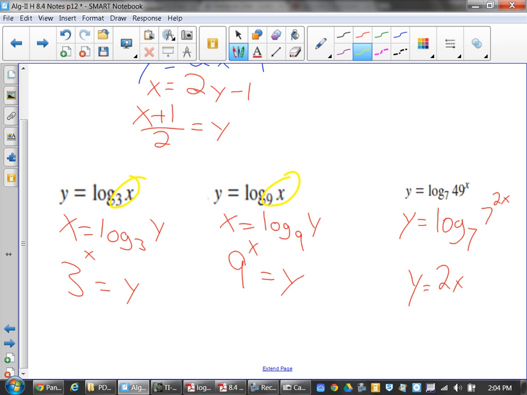Flip-flop your x and y. So x over 2 is y. And that's it.